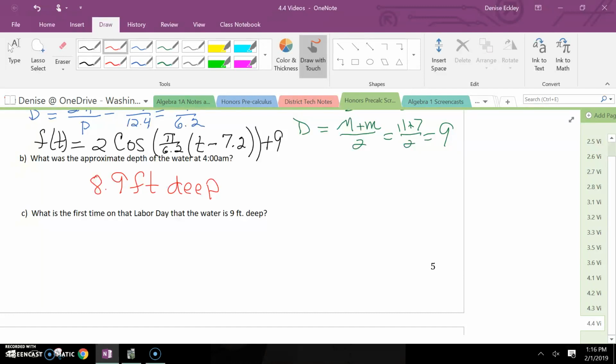And then finally, part B has 2 parts. 4 a.m. and the second part, which I forgot to type there, was 9 p.m. So at 9 p.m.